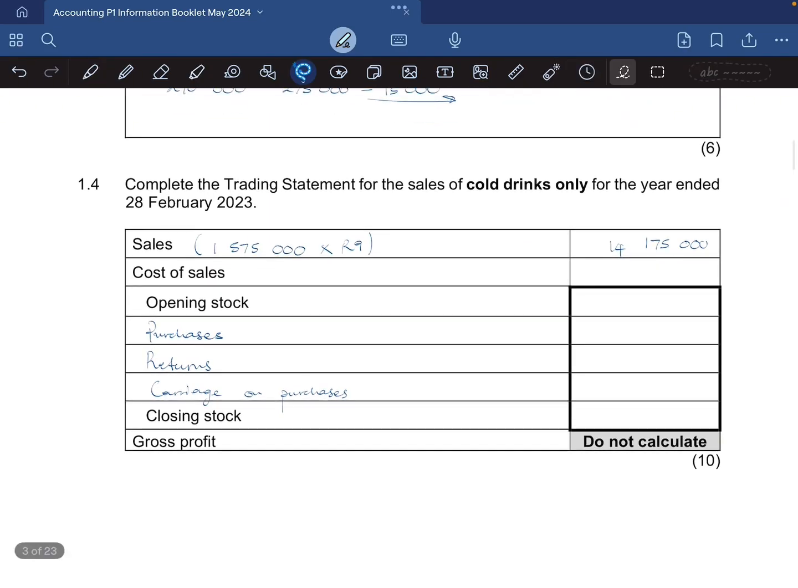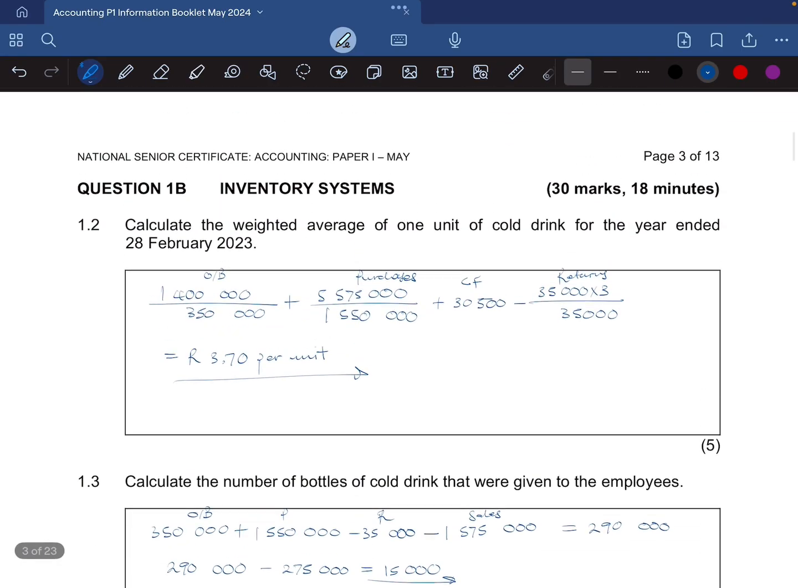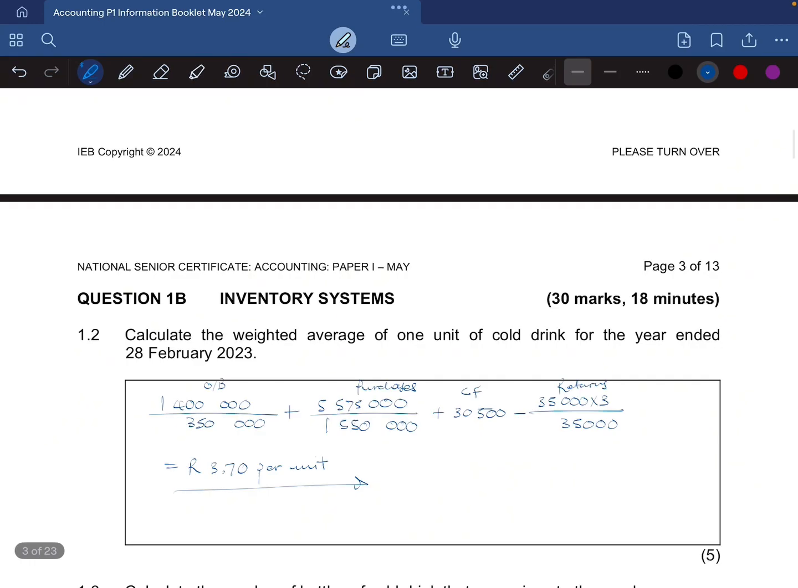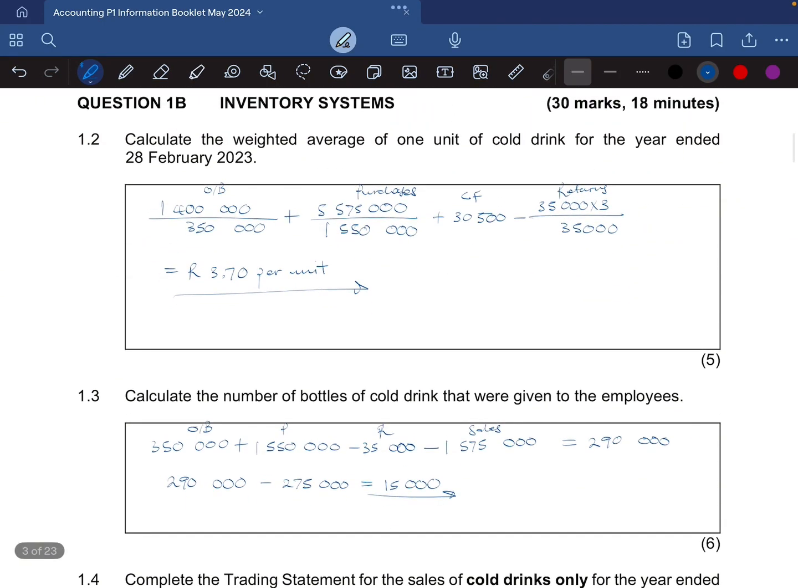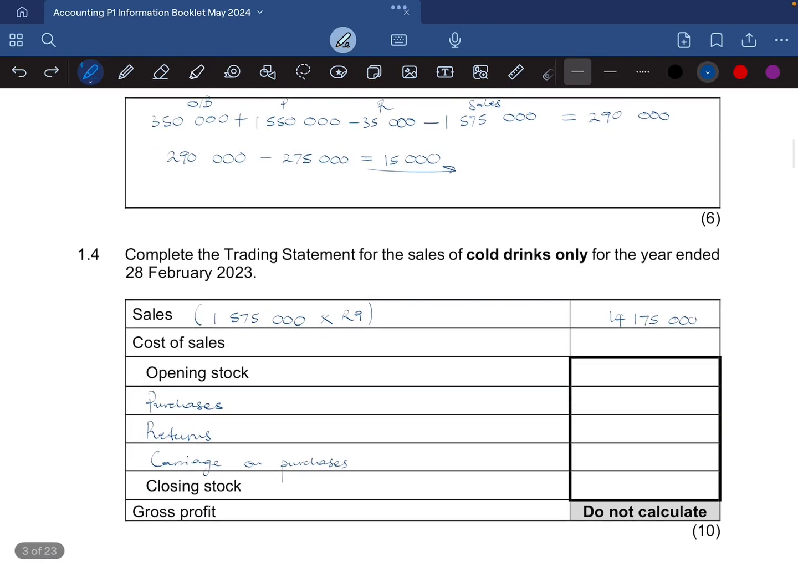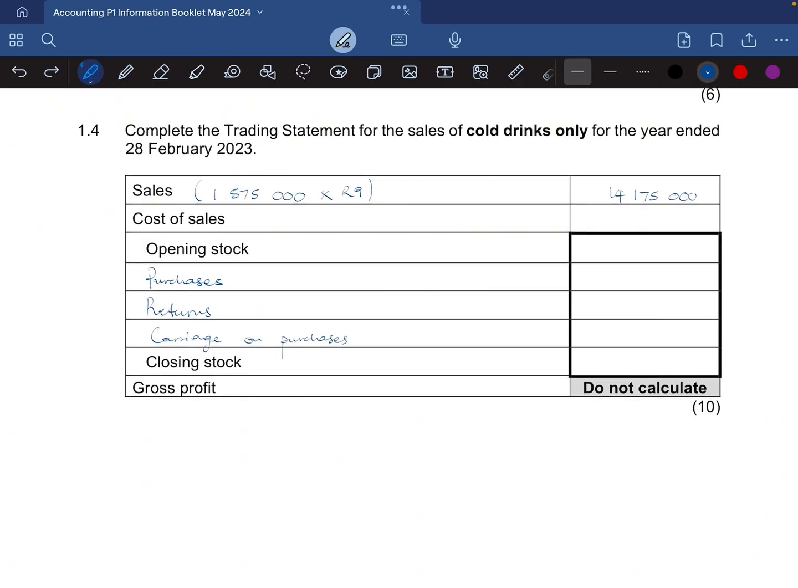And then now we're going to calculate our cost of sales. For the cost of sales, we are going to have a look at the number of units that we have sold, and we know that the weighted average cost of 1 unit of cold drink was 3.70 rand. But remember that when using the periodic inventory system, our cost of sales is determined by the opening stock, purchases, returns, and the carriage on purchases that we have incurred.